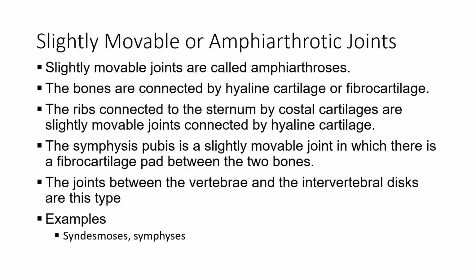So we have a good example here of a slightly movable joint with fibrocartilage. The ribs give us that other example with the hyaline cartilage. And these terms here, the syndesmosis and the symphysis, well, we've heard symphysis, we mentioned the term, the pubic symphysis is that pad between the two pubic bones in the pelvic girdle.